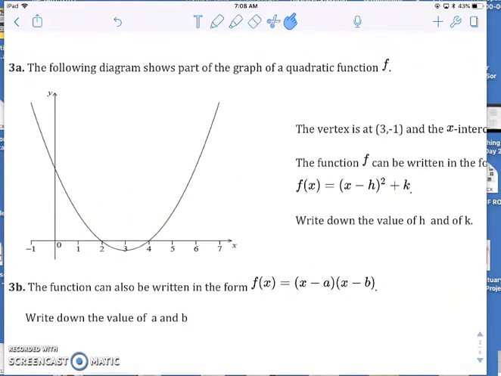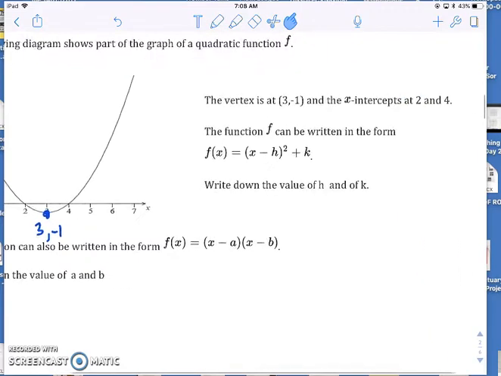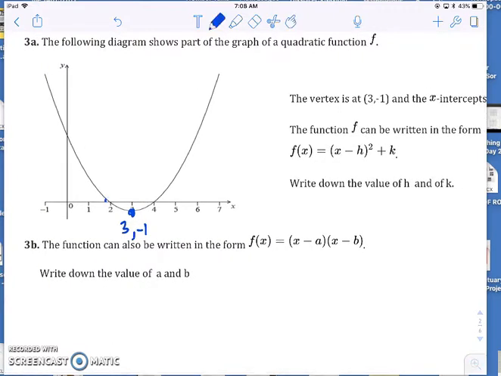So let's see, on this next page. The following diagram shows parts of the graph of the quadratic function f. The vertex is 3, negative 1. So there's our vertex, and it has x-intercepts of 2 and 4, 2, 0 and 4, 0. The function can be written in the following form. Write down the values of h and k. Well, that's just our vertex. So h equals 3 and k equals negative 1. The function can also be written in the form f of x equals, so that's our factored form. Write down the values of a and b. So a equals 2, b equals 4.